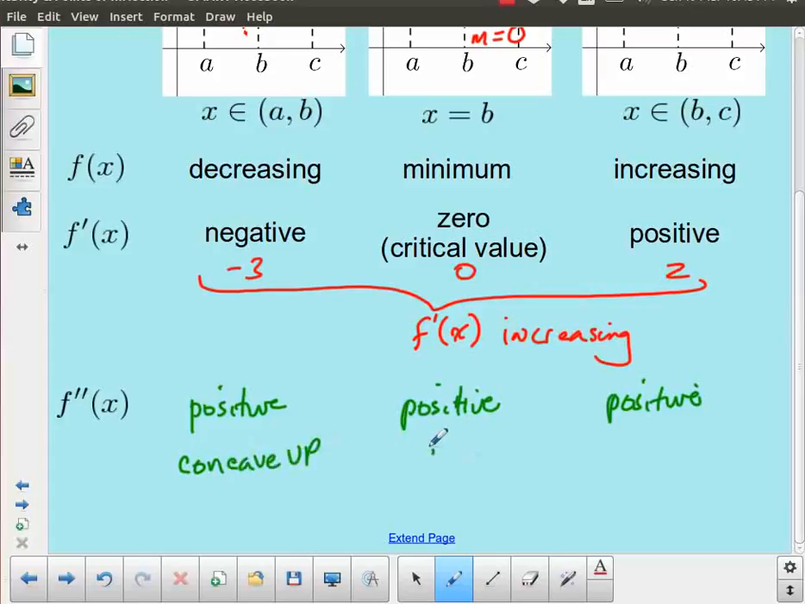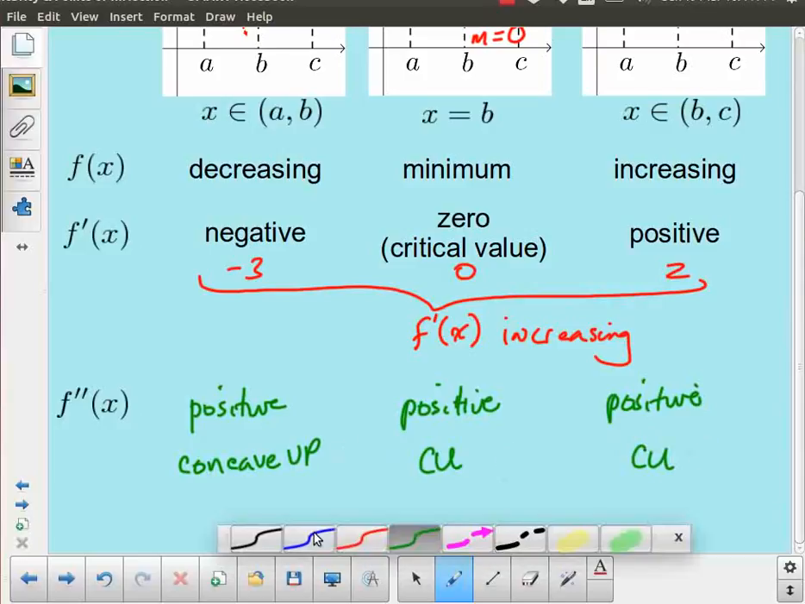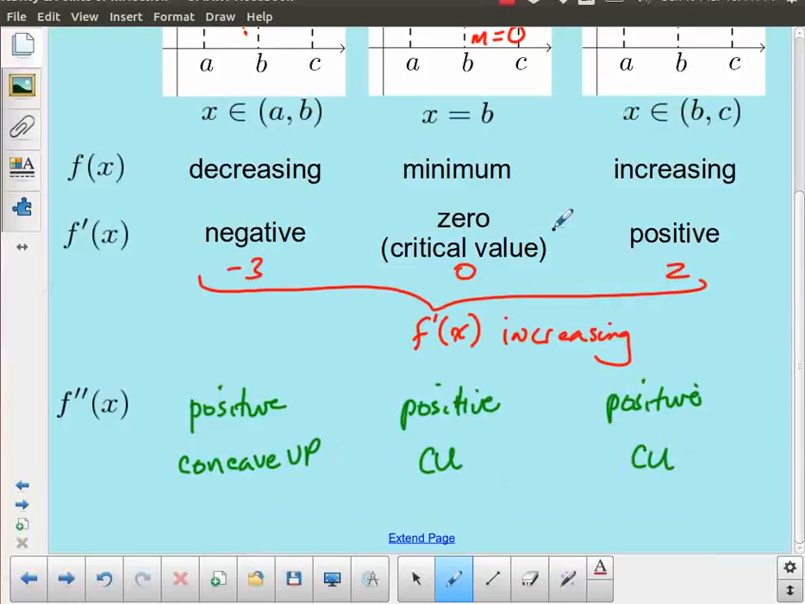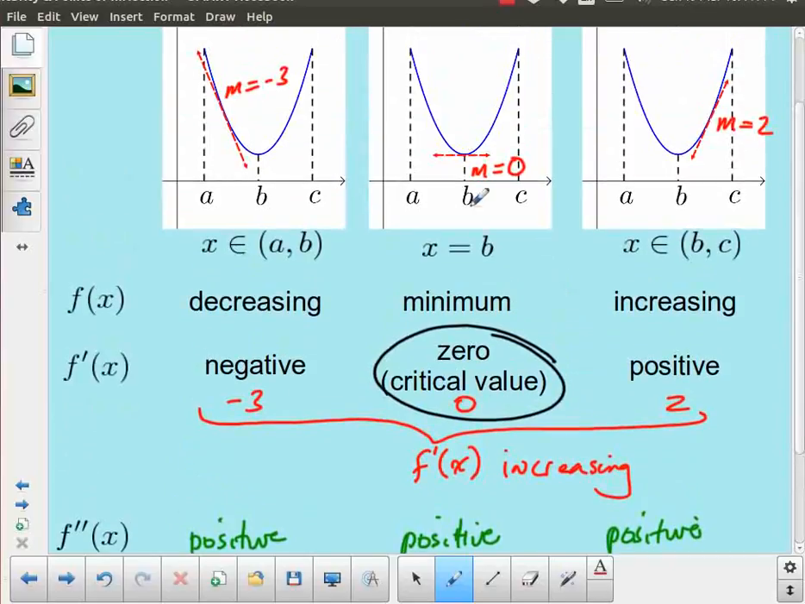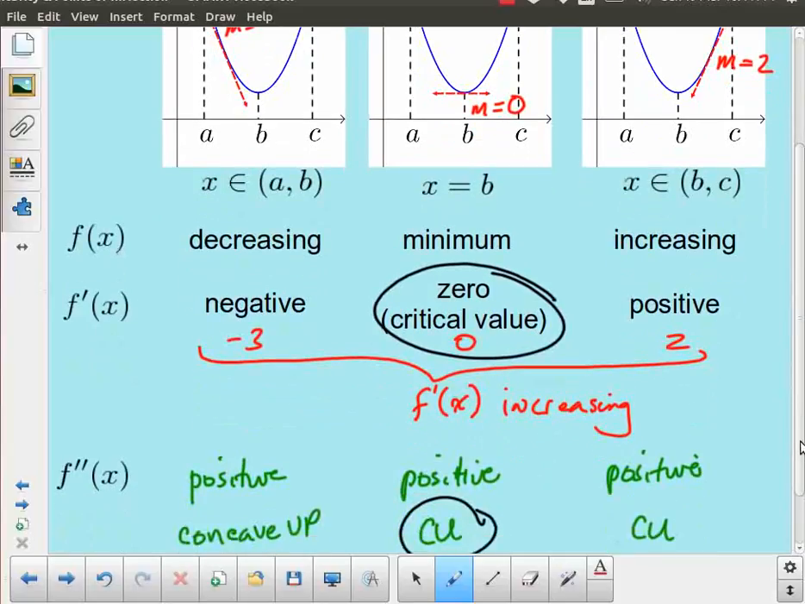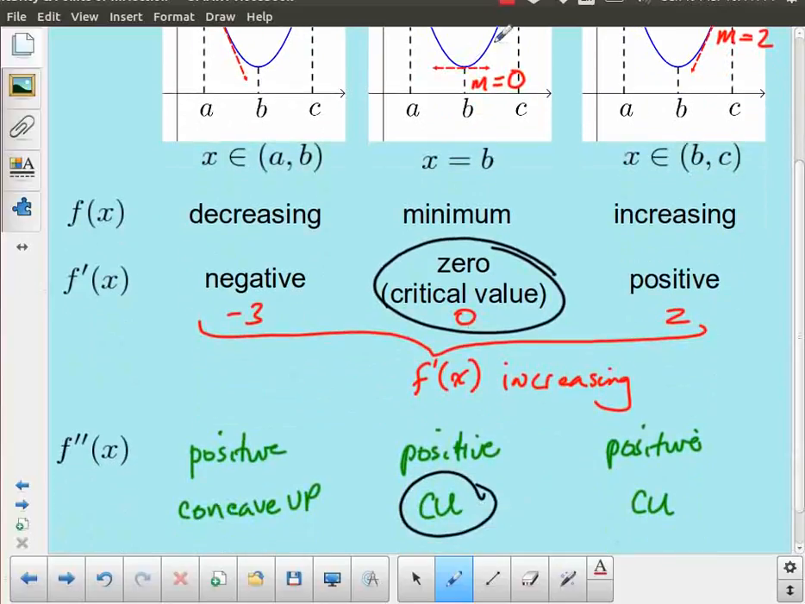And this one would also be concave up. We quite often will call that CU. And this one will be concave up. And then the last relation that I want to make here is between the critical value and concave up. If we have a critical value at B, but we also know from the second derivative that it's concave up at B, the only way for that to happen is for it to be a minimum.